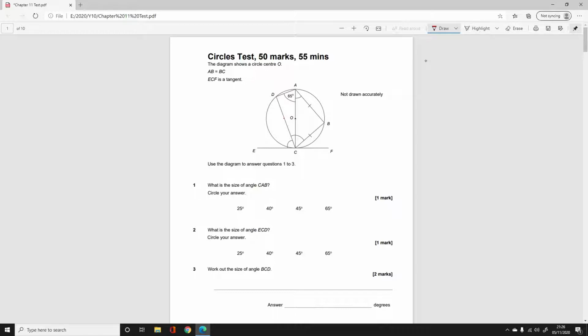So let's just talk through what we should have. CAB is the first angle we need to find. That's this angle here. And we have got an isosceles triangle, and we've also got a triangle inside a semicircle. So this is a right angle, and the other two angles in that triangle have to be the same. So take that away from 180 and divide by 2, and you'll get that they are both 45 degrees.